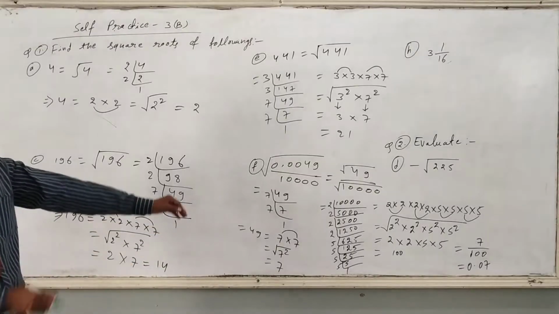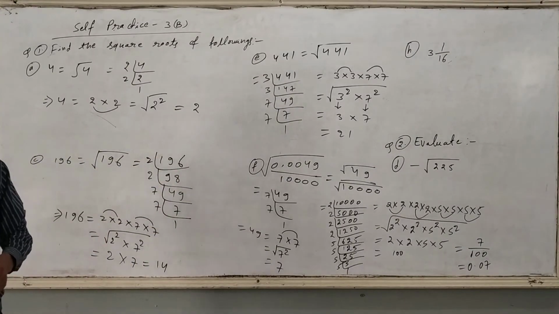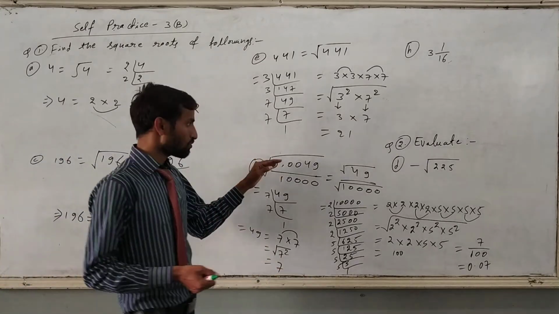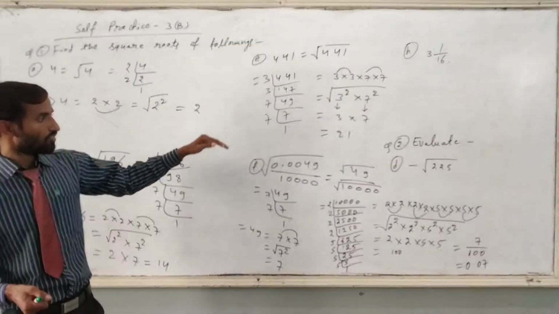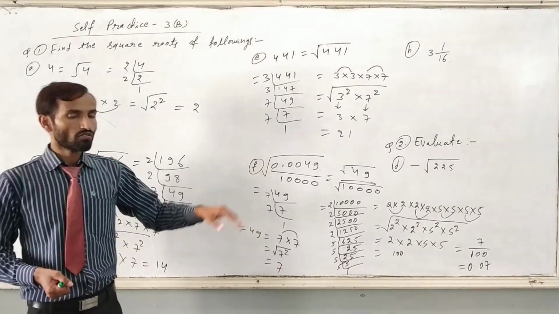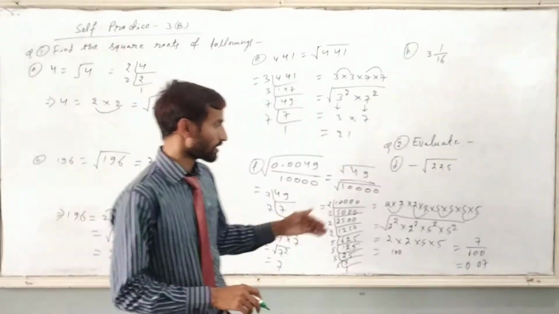Like that you have to do. If you have to find the square root of any decimal number, first of all, you have to convert into fraction, then separately find numerator and denominator square root. Then again you have to convert into a decimal, then you will get the correct answer.